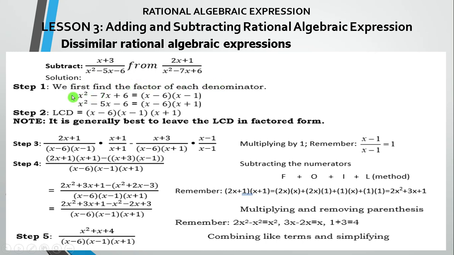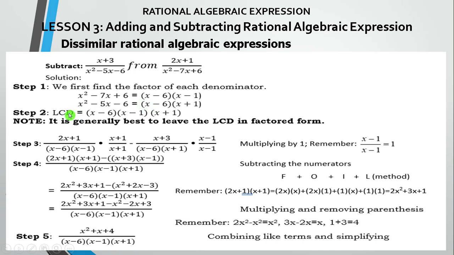Okay, so ang ating first denominator ay x squared minus 5x minus 6. Yung isa is x squared minus 7x plus 6. So, ang factor ni x squared minus 7x plus 6 is quantity x minus 6 times the quantity x minus 1. So, this is a general trinomial whose leading coefficient or numerical coefficient is 1. And also this one, x squared minus 5x minus 6. The factor is quantity x minus 6 times the quantity x plus 1. So, we have now the factors of our denominators.